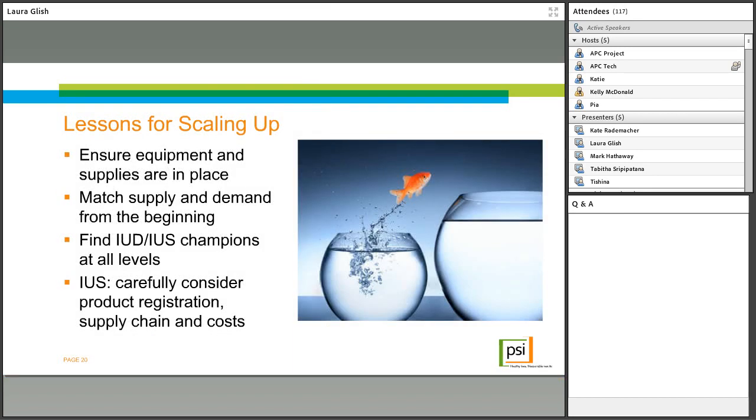Finally, lessons for scaling up. As I mentioned, before anything can get started, you have to have not only the commodity, but equipment and supplies in place. Matching supply and demand from the beginning is extremely important. From the training itself, having enough clients to get the providers to actually practice on real people under supervision to become certified and competent right off the bat goes a long way with ensuring they will continue offering the service. That still needs to be coupled with ongoing demand creation to make sure that they maintain their skills over time.